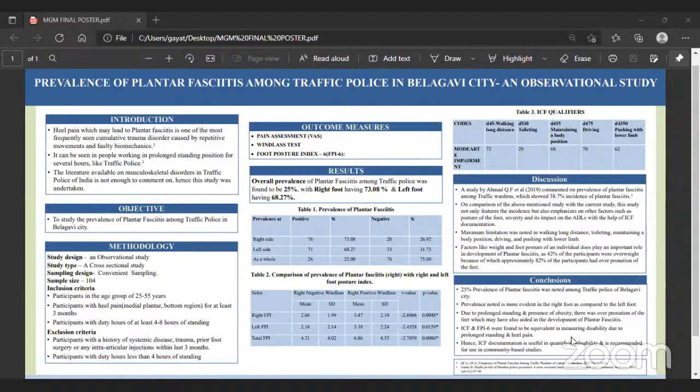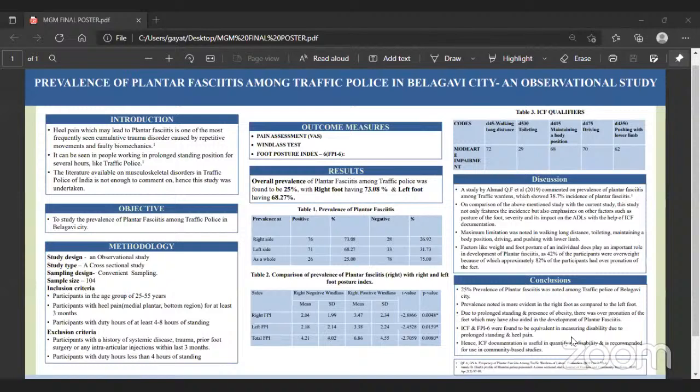like medial plantar pain in the bottom region for at least 3 months. Participants with duty hours of at least 4 to 8 hours of standing. Exclusion criteria: participants with a history of systemic disease, trauma, prior foot surgery, or any intra-articular injections within the last 3 months. Participants with duty hours of less than four hours of standing.